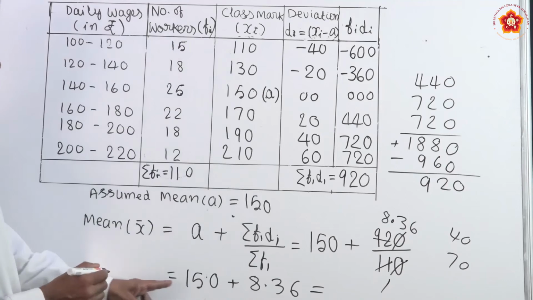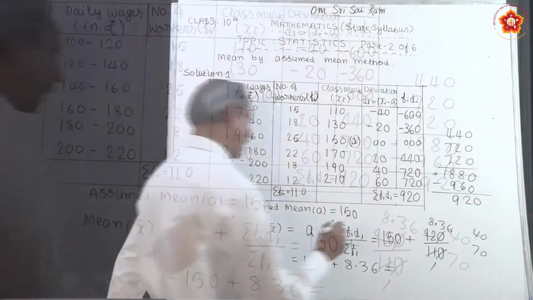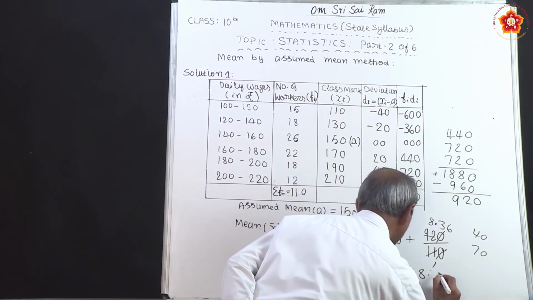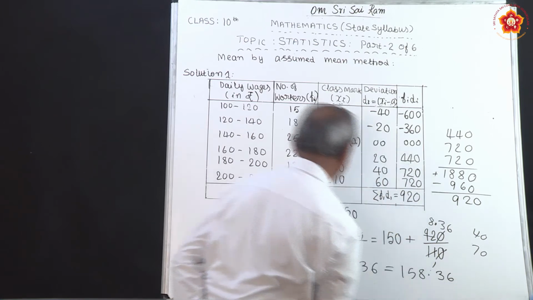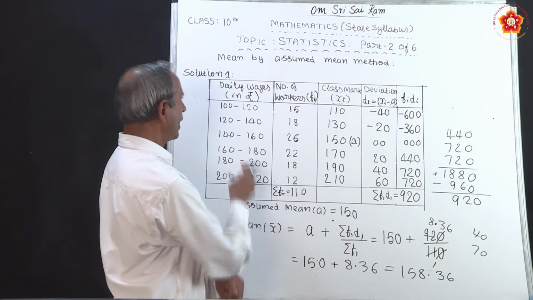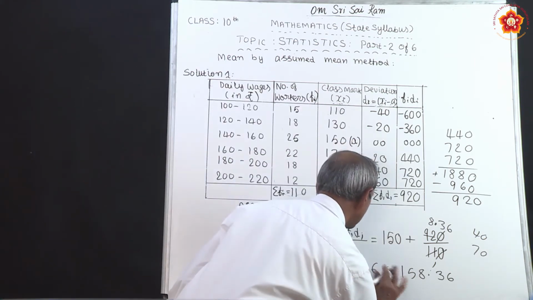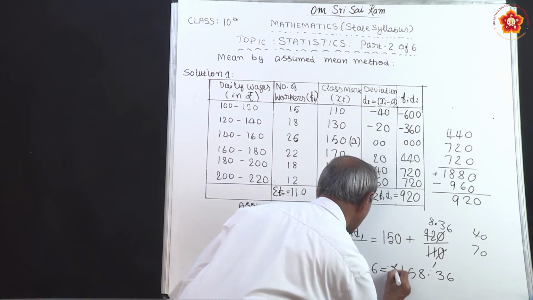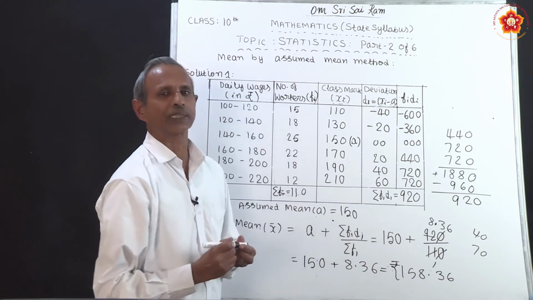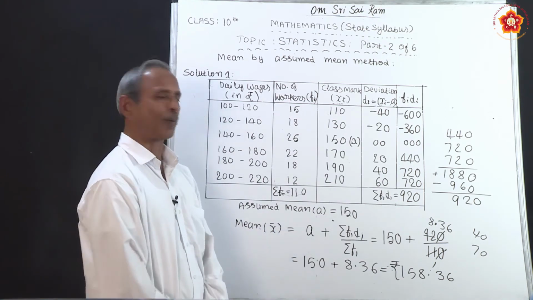Now the final answer is 150 plus 8.36, that is nothing but 158.36. That is the average daily wages. Average or mean daily wages is equal to rupees, it is in rupees, therefore you put the rupees symbol. The mean daily wages is rupees 158.36.